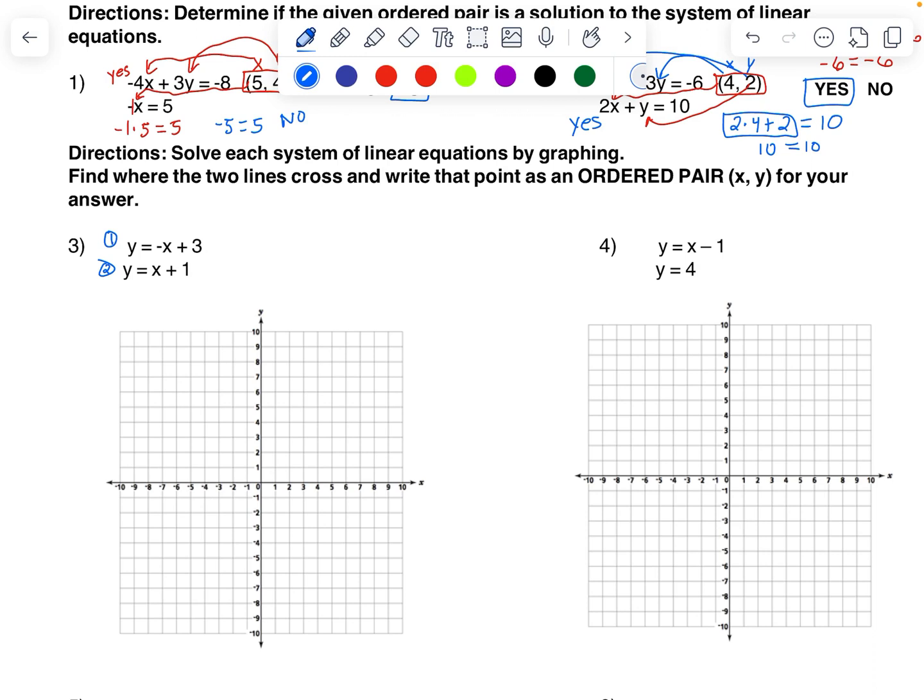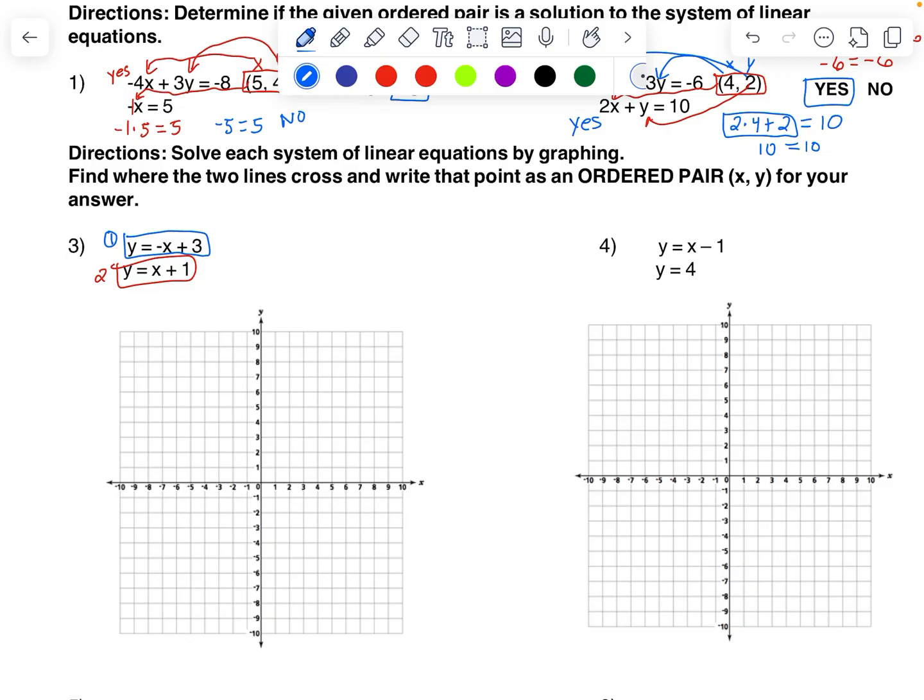We must plot both of those lines, and then wherever they share a common point is going to be our answer, whatever that ordered pair is. So I'll kind of color code this. This one will be blue. The bottom will be red. Okay?